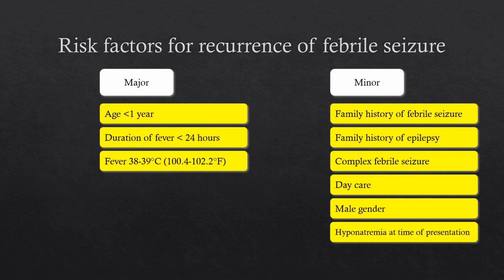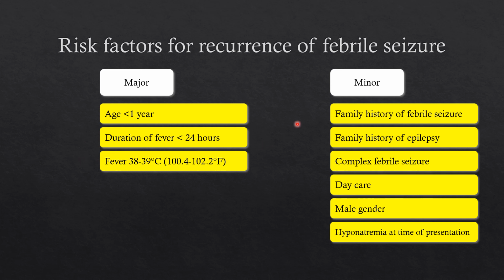Now, what are the risk factors for recurrence of febrile seizure? There are some major risk factors and there are some minor risk factors. So what are the major risk factors? Age less than 1 year, that means infancy. Onset in infancy is a major risk factor. The duration of fever less than 24 hours, that means a short duration of fever accompanied with seizure, an acute steep rise in fever leading to a seizure, is a major risk factor. And if the temperature is 100.4 to 102.2 degrees Fahrenheit, it is also a major risk factor.